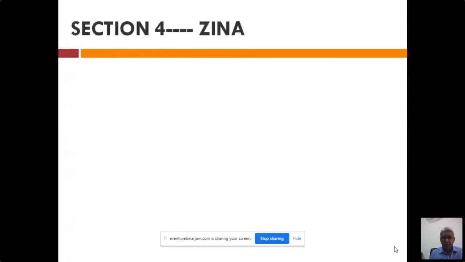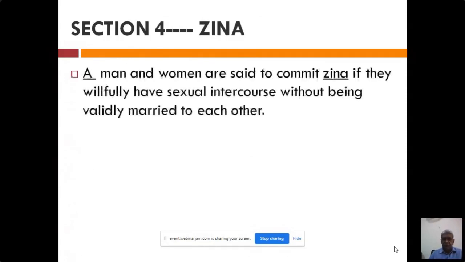Then section 4 deals with the definition of zina. What is zina? A man and woman are said to commit zina if they willfully have the sexual intercourse without being validly married to each other.